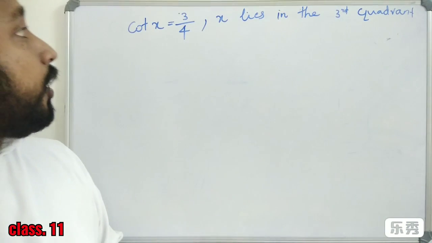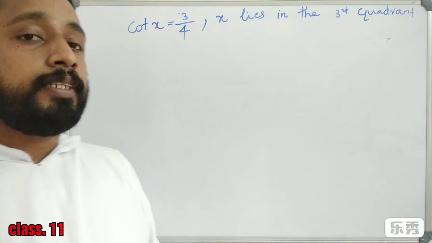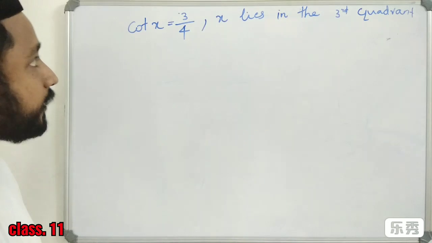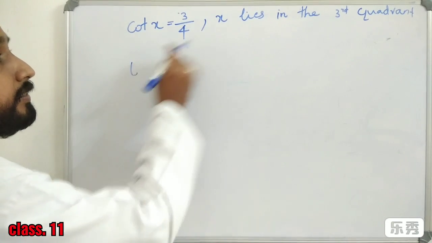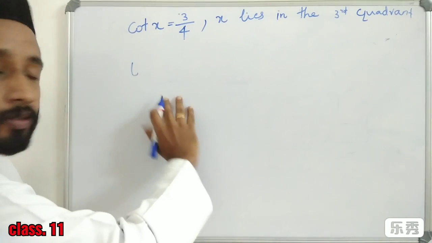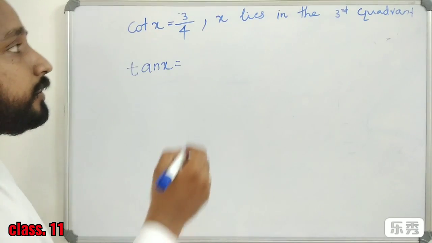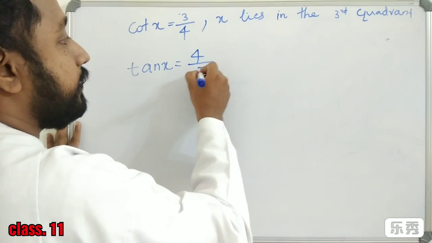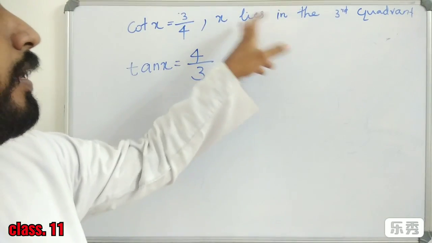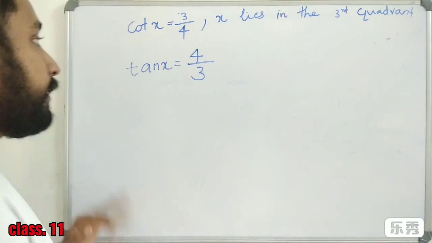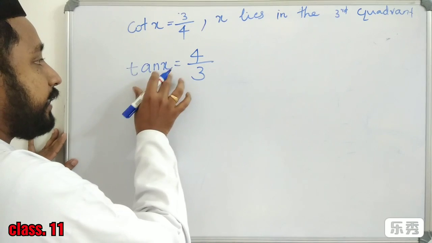Next question. Cot x is equal to 3 by 4. X lies in the third quadrant. We have to find other trigonometric ratios. So cot x is equal to 3 by 4. We can easily write tan x. This is the third quadrant, where tan and cot are positive. So tan x is equal to the reciprocal of cot x. Tan x is equal to 4 by 3, since 3 by 4 is cot x. Therefore tan x is 4 by 3. Sin is negative because x lies in the third quadrant; no change of sign for tan. Tan x is equal to 4 by 3.